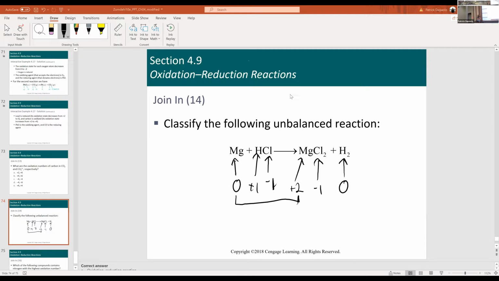So good job, Isaiah. Oxidized. Nice. So this is being oxidized. The oxidation number is increasing from 0 to +2. And therefore it is the reducing agent.